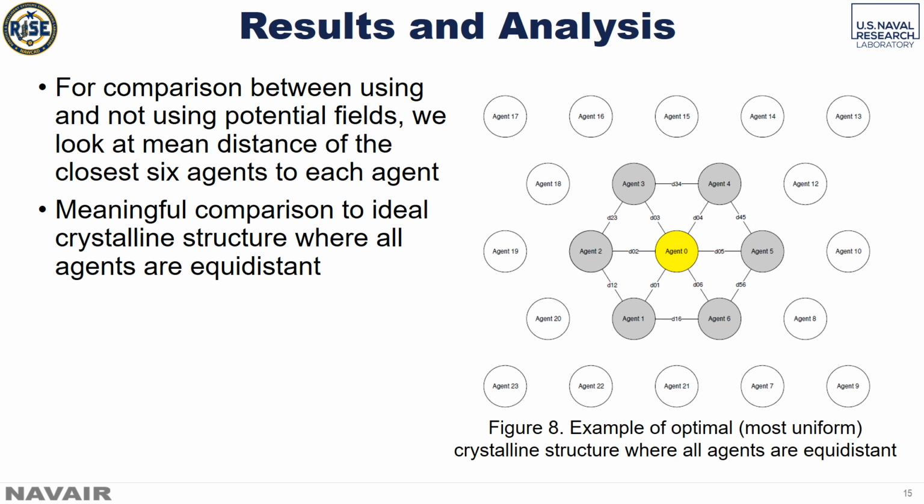For our statistical analysis of the results, we're going to be looking at the mean distance of the closest 6 agents to each agent. This is because of the ideal case where all agents are equidistant from each other, this crystalline structure, which you can see here in figure 8.